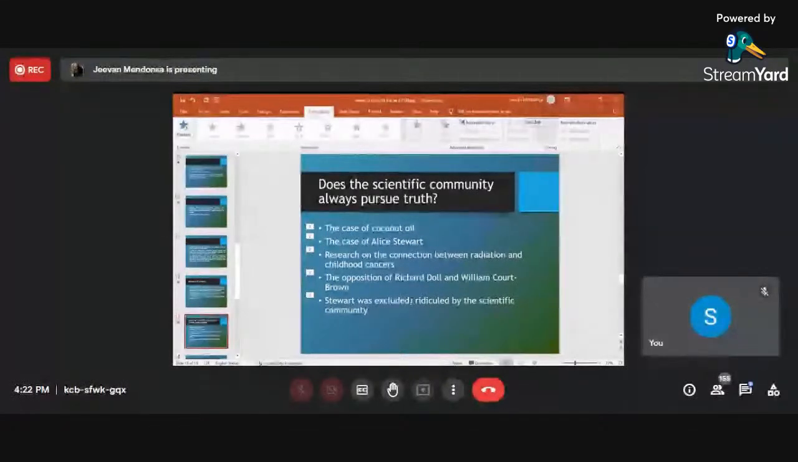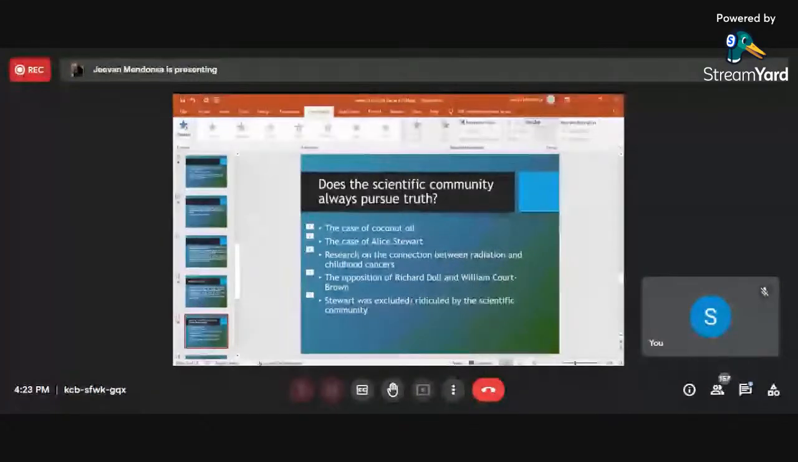The point of giving the example of Alice Stewart, dear friends, is, mind you, the scientific community is not always pursuing the truth. It can be sabotaged. It can be influenced by vested interest. And we need to be all aware of it. And therefore, not just accept everything just because it is being said. We need to recheck. We need to look at the justification.